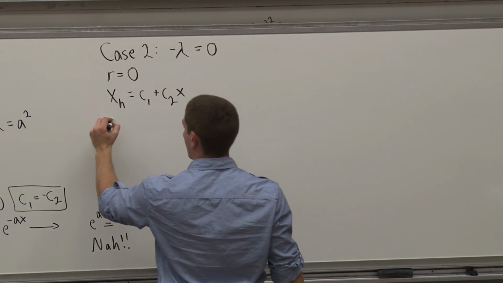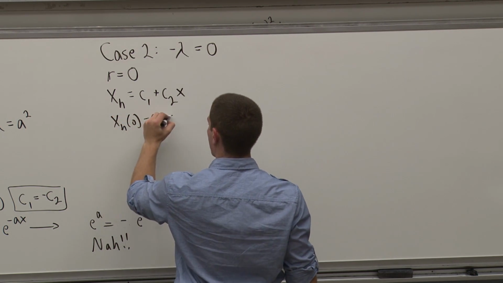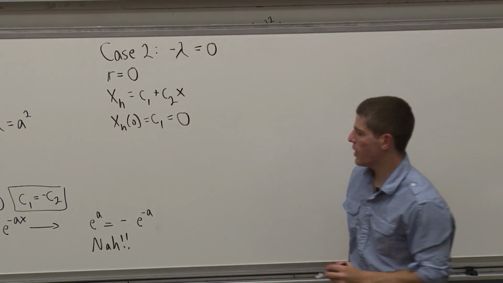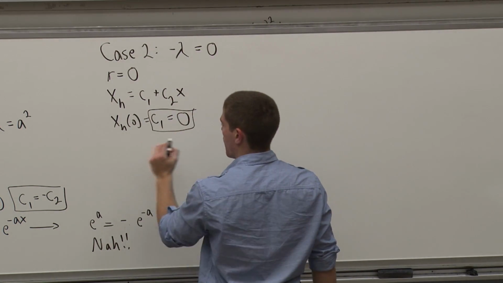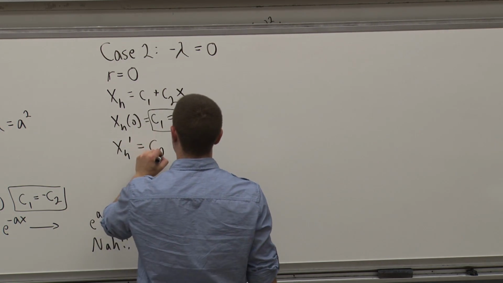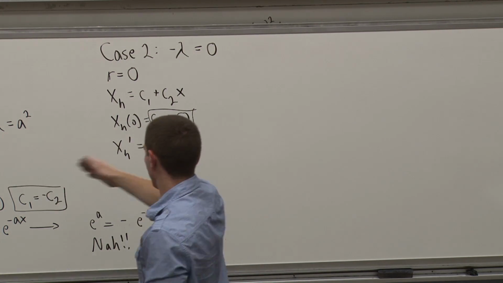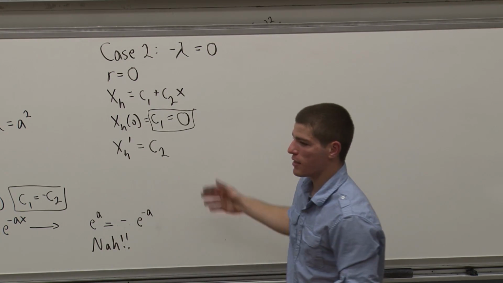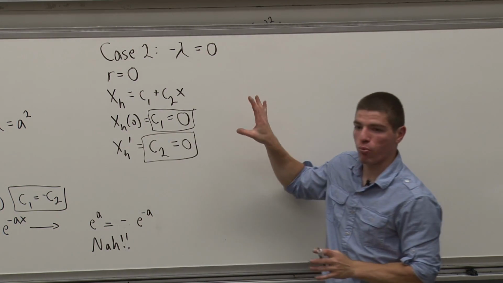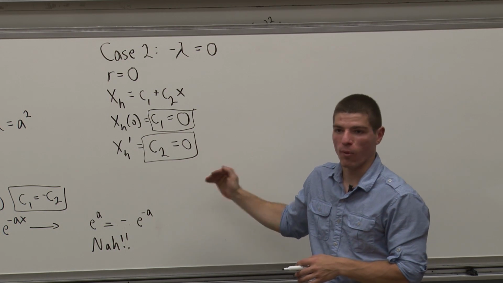So you plug in 0 to this: x homogeneous of 0 equals c1 equals 0, because if you plug in 0 here, this term goes away. So c1 equals 0. Now we find the derivative, x homogeneous prime, which equals c2. It just equals c2, and plugging in 1 into a constant is just going to be that constant, and that's going to equal 0 as well. So there you have explicit proof, unlike the other problem that we did, that c1 and c2 both equal 0.